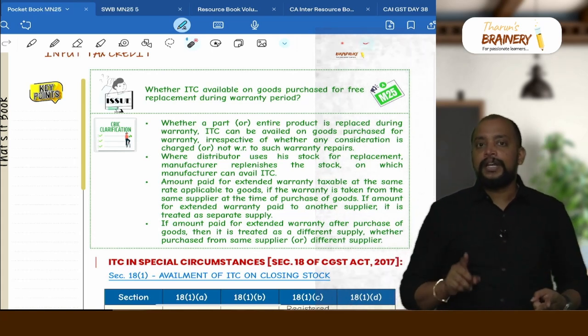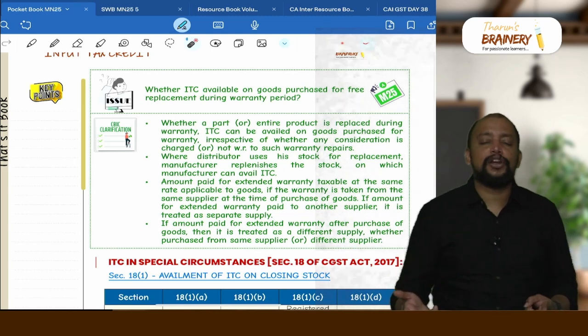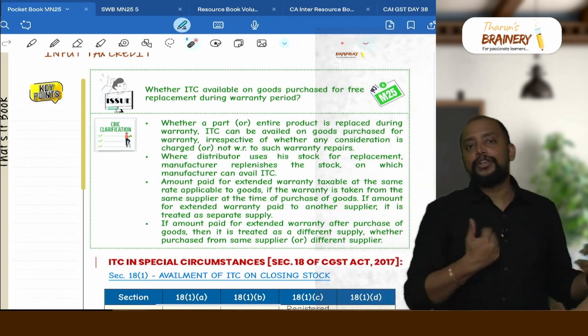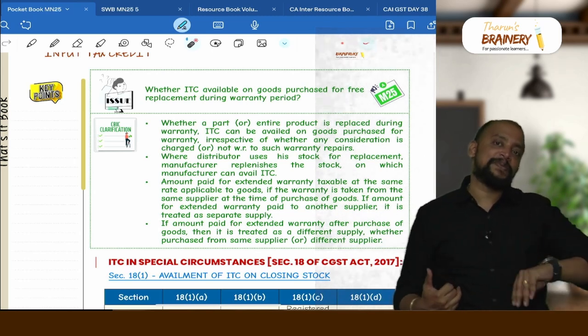Yes. Number two, suppose you purchased a torch, a battery operated torch. It is not working. The entire torch I will replace. Now I need to buy a new torch and replace it. Can I take ITC on the new torch purchased? Yes.